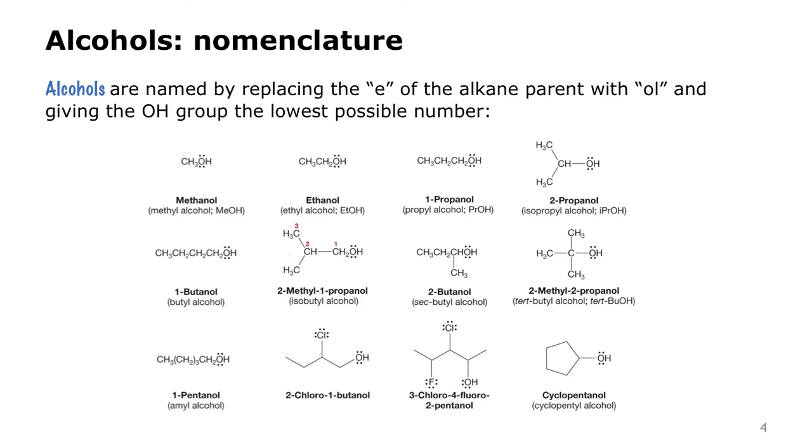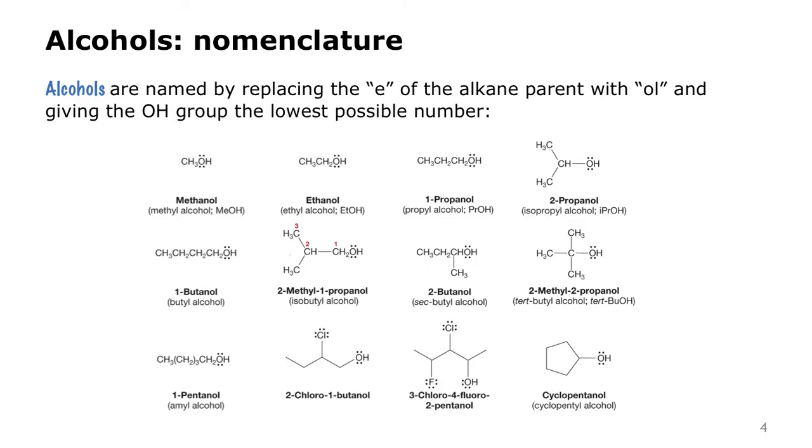Alcohols are essentially organic derivatives of water. You want to think of an alcohol as a water molecule where one of the hydrogens has been replaced with an alkyl group. The nomenclature is exemplified by a couple of these examples here in the center. And the way the nomenclature works is you find the longest carbon chain in the molecule that the hydroxyl group is attached to, and that determines the base name.